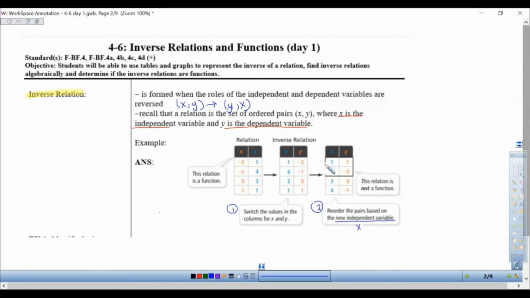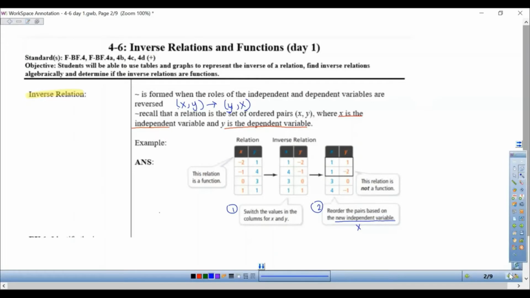And so notice that there were two x values that were the same, and because they map to two different y values, that tells me this is not a function. If I plug in 1, I should know the answer and only get one value. That's how I know that it would be a function. So this relation is not a function.